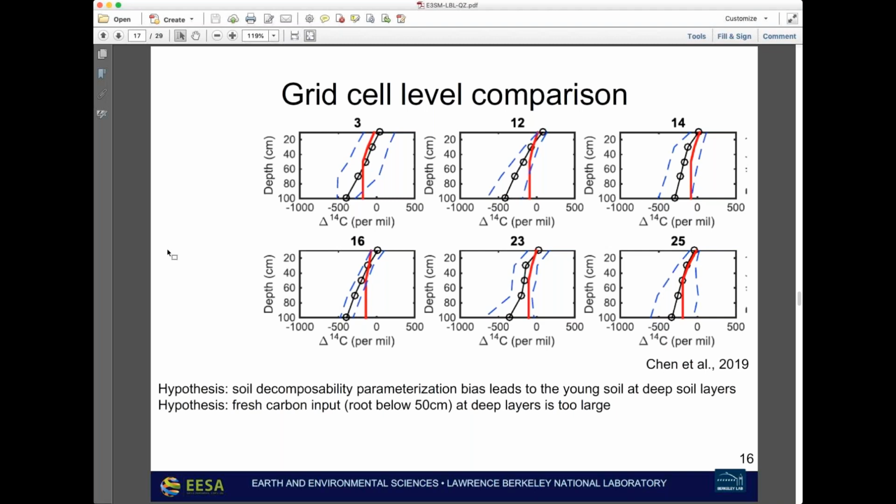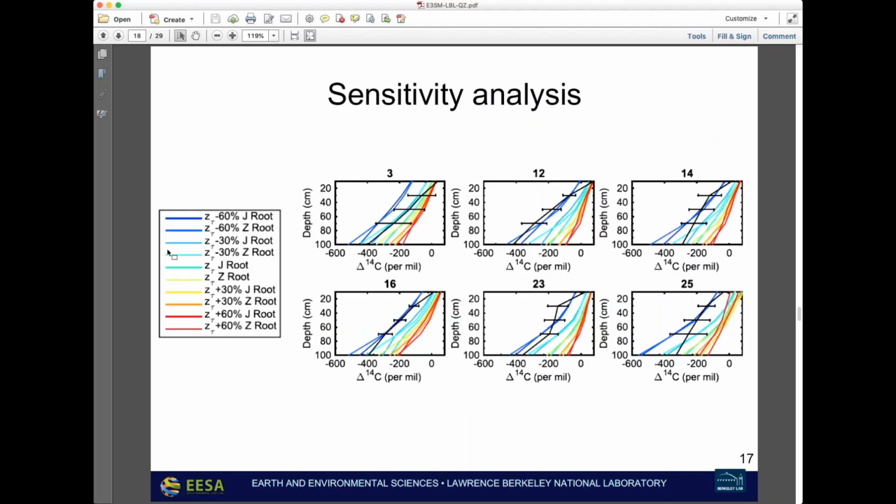And the second hypothesis is the fresh carbon input. We might have too much fresh carbon input down to the 50 centimeter because of our parameterization of the rooting profile distribution. So based on these two hypotheses, we did a sensitivity analysis perturbing the Z-tau, that's the e-folding factor of soil decomposability across depths, and also perturbing the rooting profile parameterization. We have the Jackson rooting profile and also another rooting profile. They're different.